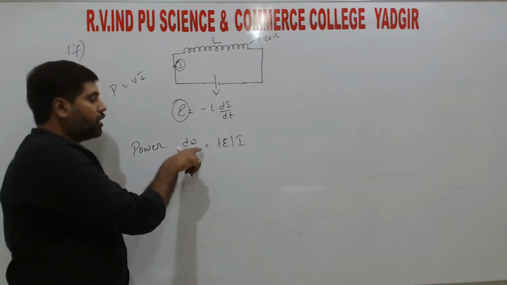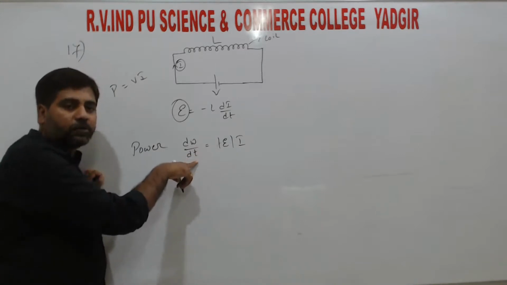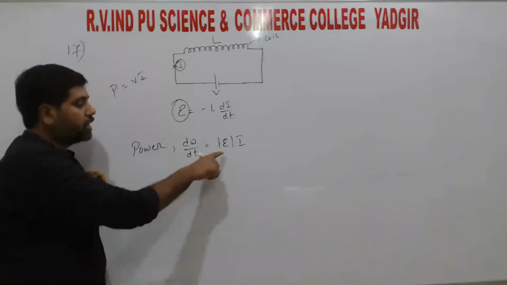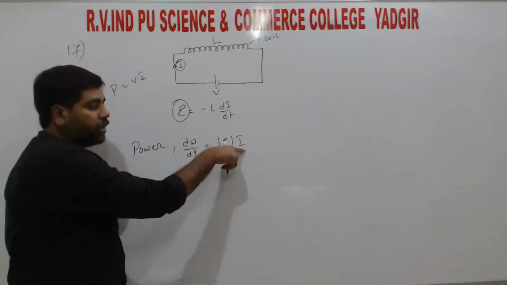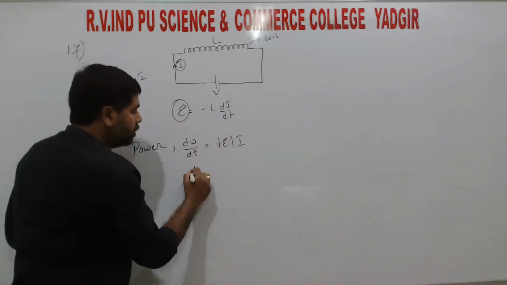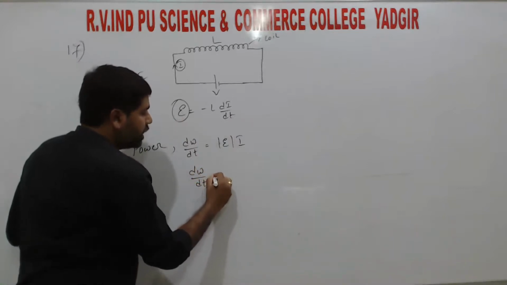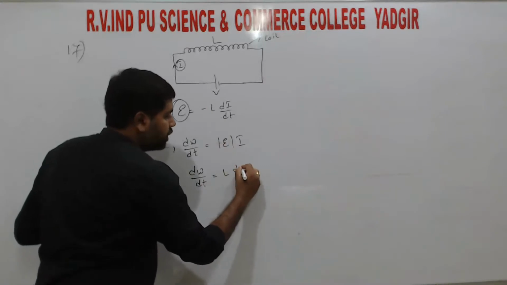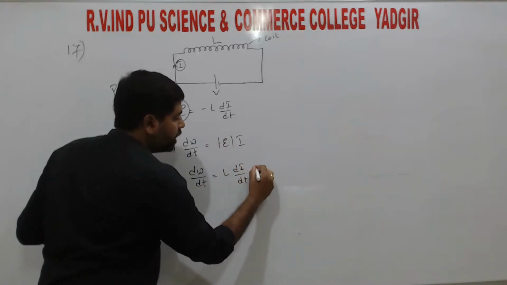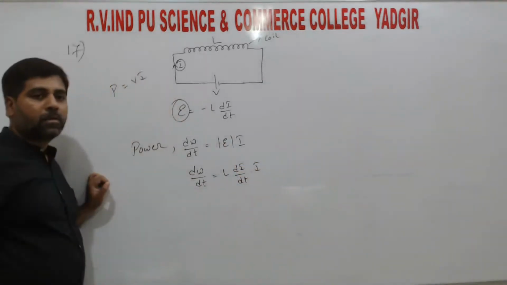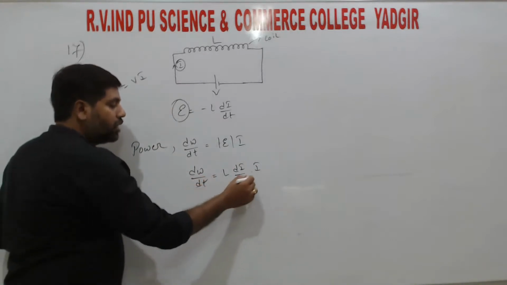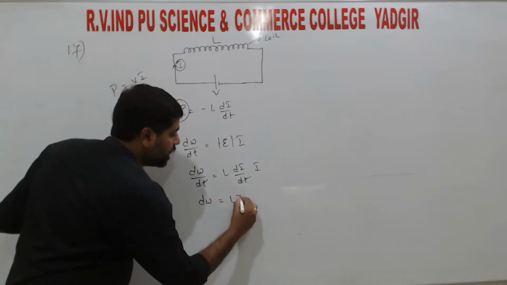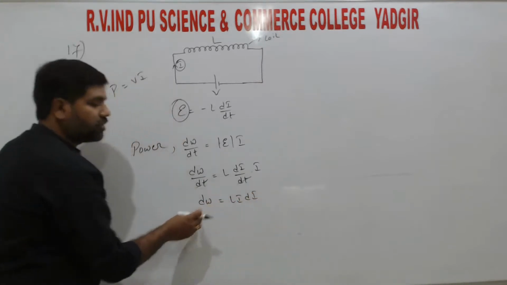So here we define power as the rate of change of work done, that is work done per time taken, equals to magnitude of E into I. So dW by dt is equals to, neglecting the minus sign for magnitude, L into di by dt into I, right? So dt on the LHS and RHS get cancelled. So dW is equals to L I di. So this is the small work done.